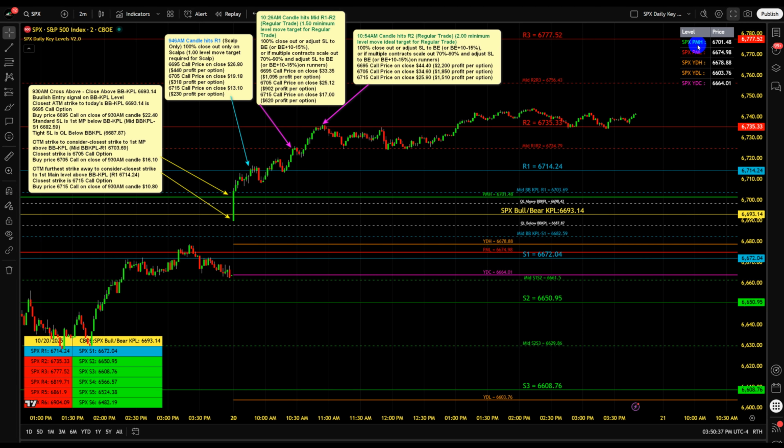Now as you can see here, we do have the table, but these are also represented here with line labels. So if you don't want to have this table on your chart because it takes up space, you do have the line labels here with the prices as well. In the user control panel, you can go ahead and uncheck that if you don't want to see it on your chart.